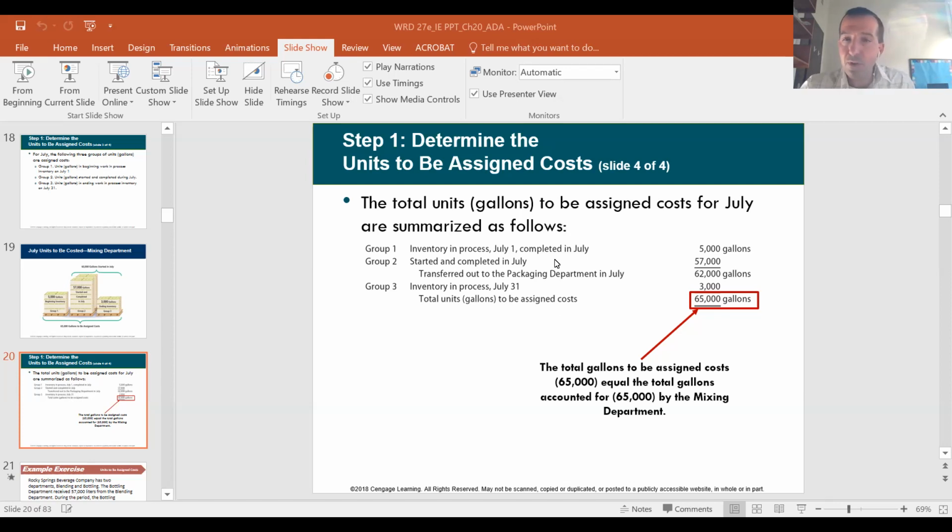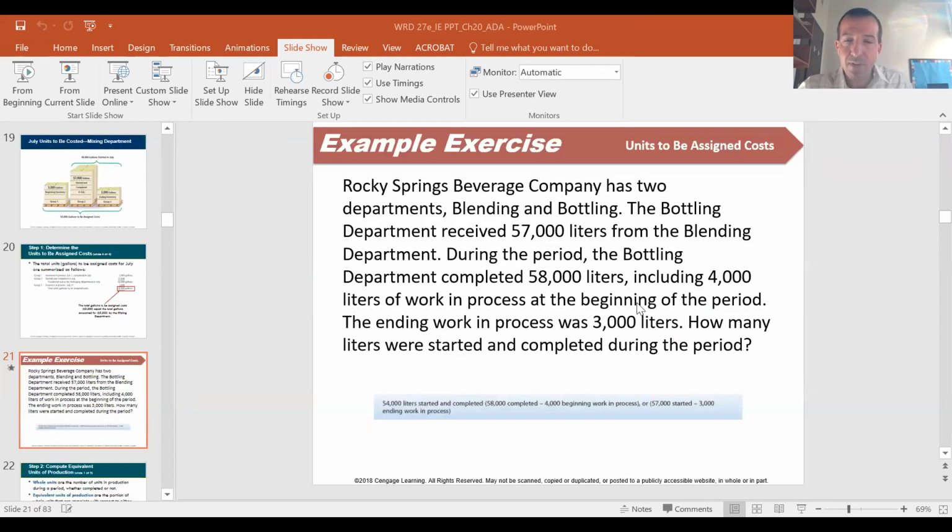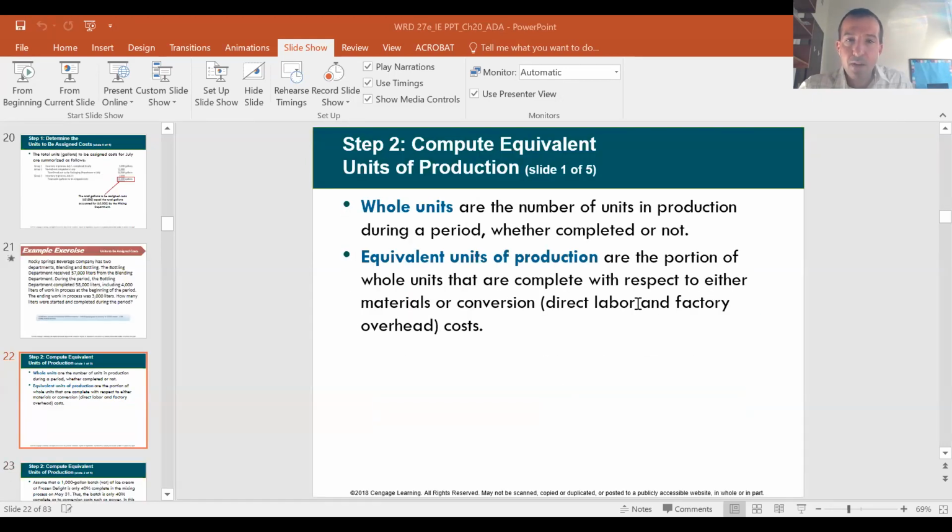So, and we have different groups. Group one is going to be the beginning balance, the beginning inventory. Group two is the inventory that was started and completed in that month. And then group three will be the items that are still in process, right? So when we break out the different groups, we have a total of 65,000 gallons.